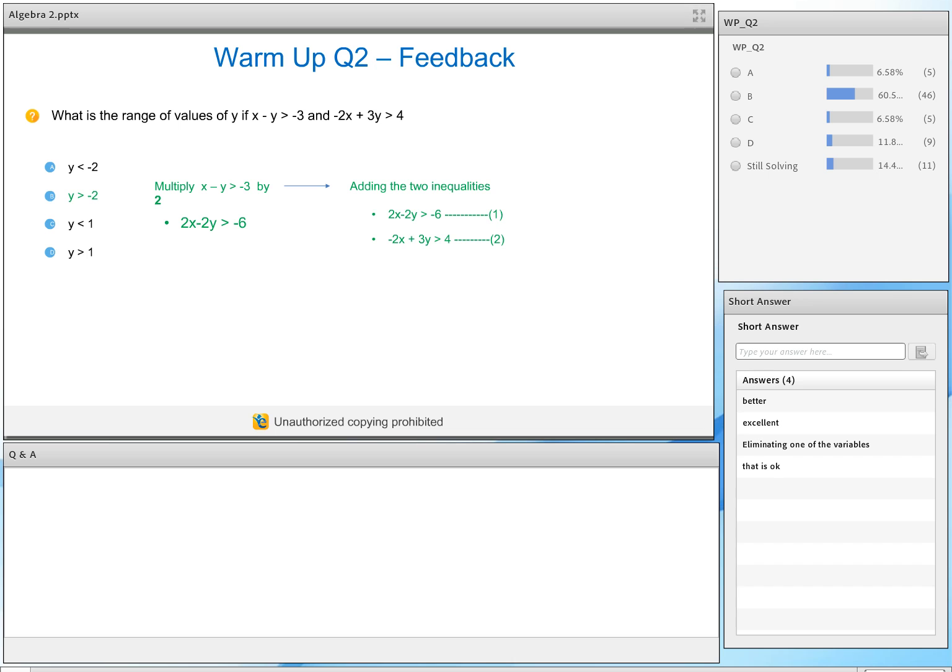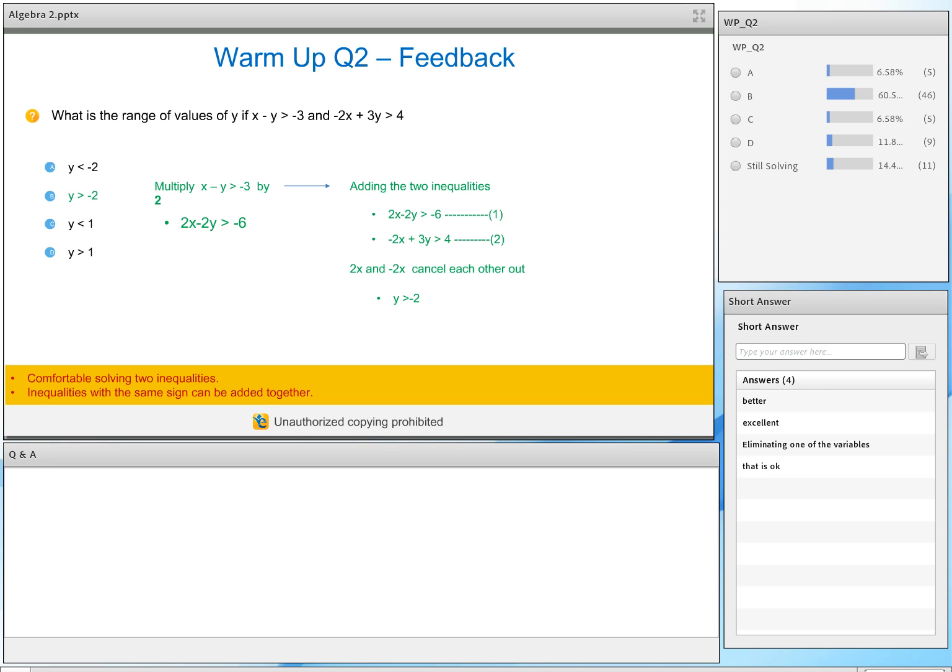The key to keep in mind is that inequalities with the same sign can be added together. Over here, you have the same greater than sign, so you can add these two inequalities, and what you end up getting is y is greater than minus 2.